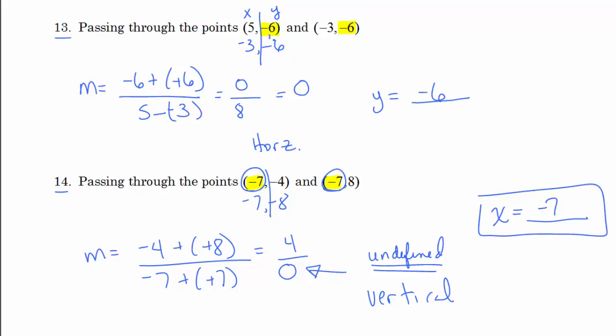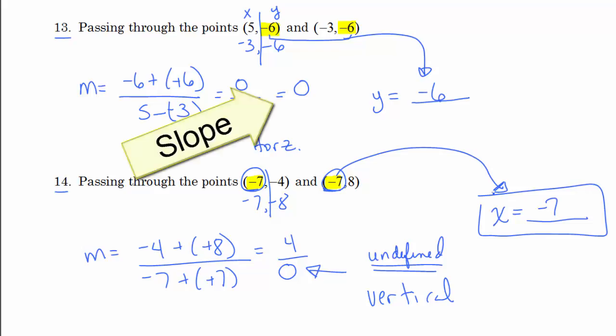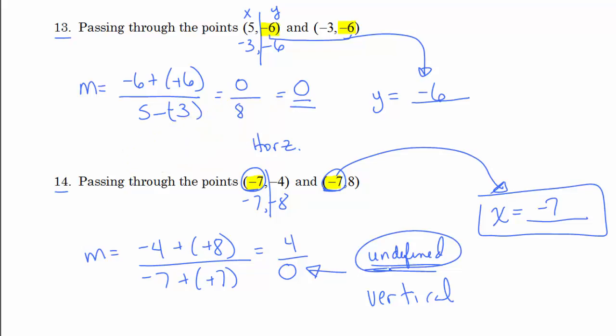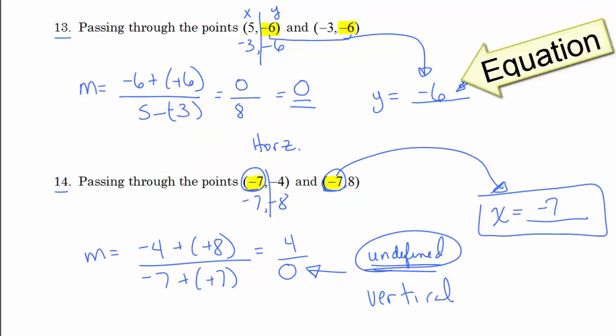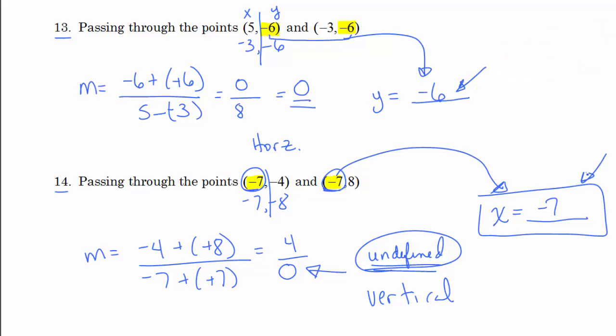So again, if they give you points and you notice the y values are the same, just skip right to the answer. If you notice the x's are the same, just skip right to the answer. Now when I say skip to the answer, you better make sure you've read the directions. Did they ask you to find the slope? This would be the answer. If they ask you for the equation of the line, then those are the answers. So make sure you're reading the directions.